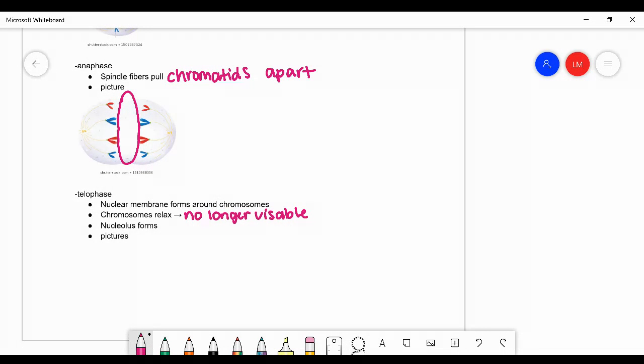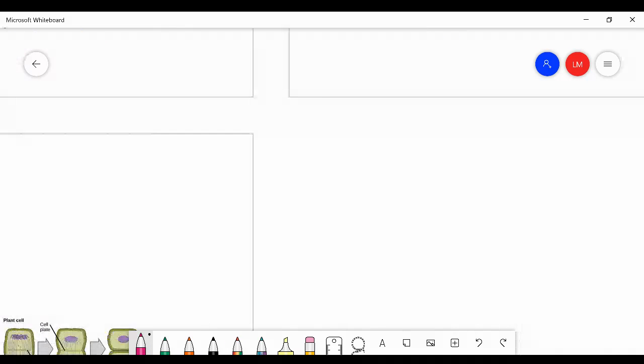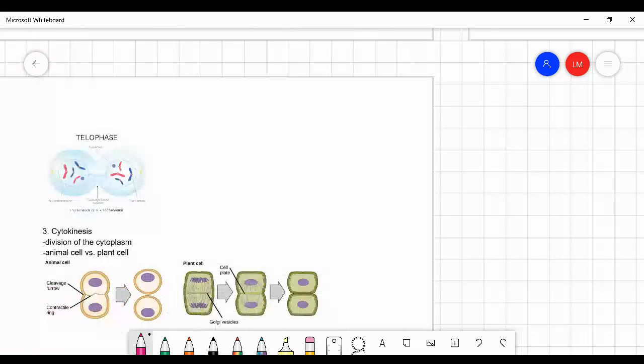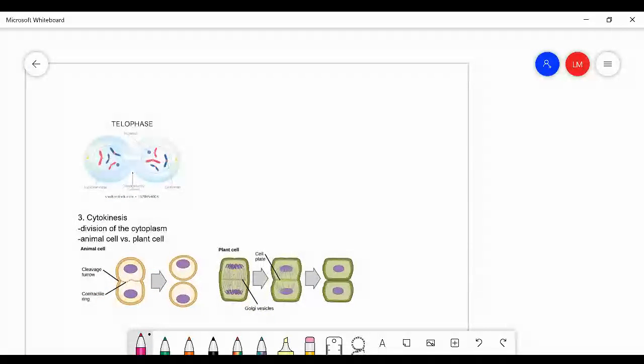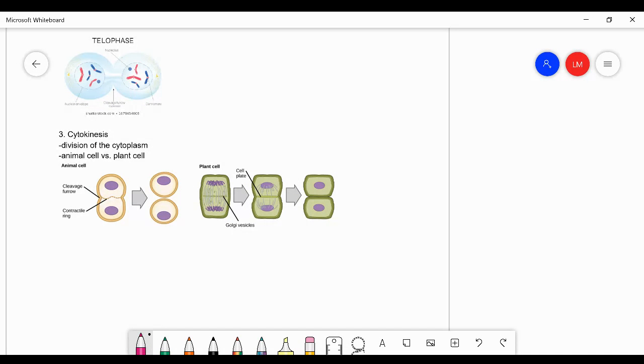Now that we are done with telophase, let's take a look at some pictures. So we can see we have our genetic material on either side. Spindle fibers are starting to dissolve, and we're having a nuclear membrane being formed. Finally, after all of this, we have the third part, which is cytokinesis.